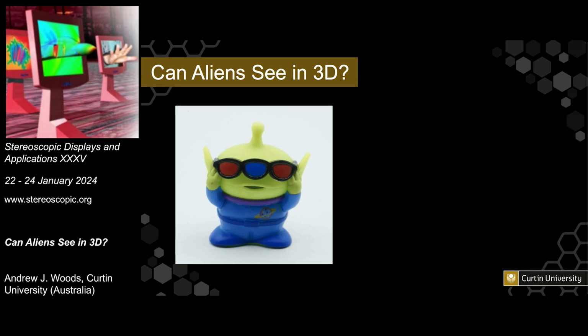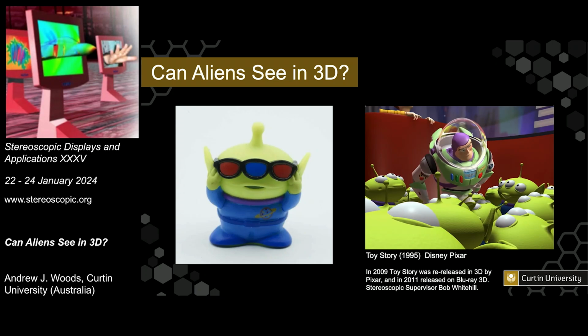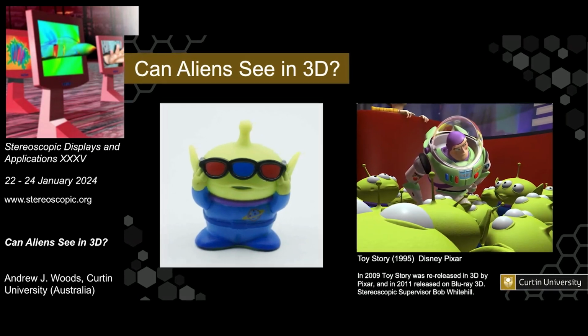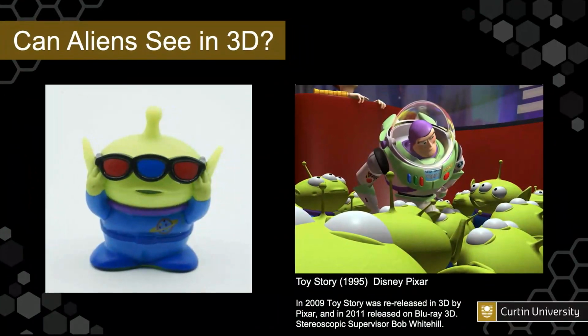So for those of you not familiar, this is the Toy Story alien, first introduced in the Disney Pixar movie Toy Story in 1995. There are a few 3D connections here. Apart from him wearing 3D glasses, we know it's 3D glasses because they're red-cyan. This is the iconic comic view of what 3D glasses are. Toy Story was also re-released in 3D by Pixar in 2009, and also released on the Blu-ray 3D format in 2011. The stereoscopic supervisor was the amazing Bob Whitehill.